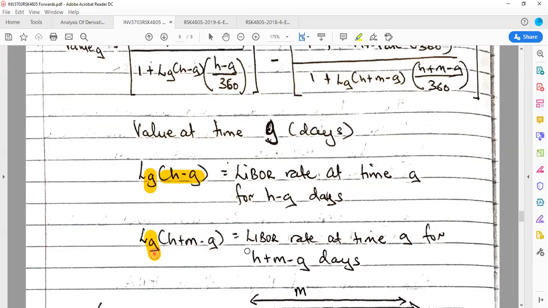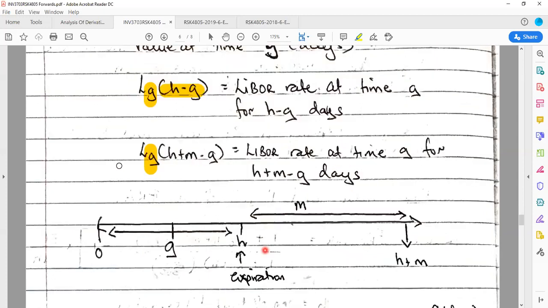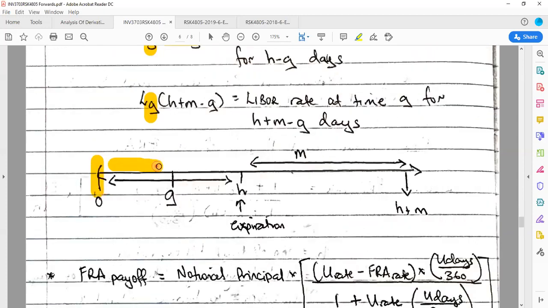So this diagram can help us to illustrate this. We were at time 0 initially, and then G days have passed. And then we have a forward rate agreement, and we want to determine its value at time G. H is still the time to expiration, and you want to borrow the funds for M days. So we have now gone from time 0 to time G. We are now determining the value of the contracts that we've entered into at time G.